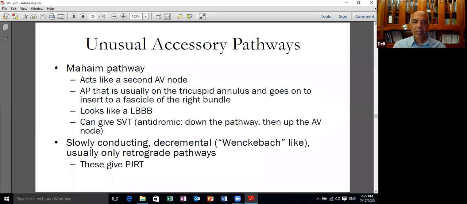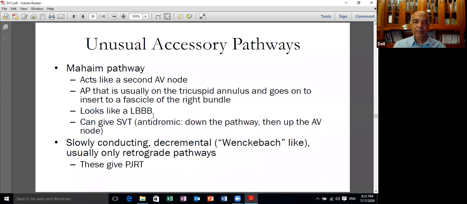So the impulse here conducts through the AV node and the Mahaim pathway, which acts as another AV nodal pathway. If you pace the atrium, you will get progressive conduction delay across this pathway because, like the AV node, it shows decremental conduction. Now, this accessory pathway, as I said, crosses the tricuspid valve, and it goes to insert into a fascicle from the left bundle, or for the right bundle. If you pace it, then you get a left bundle branch block pattern.